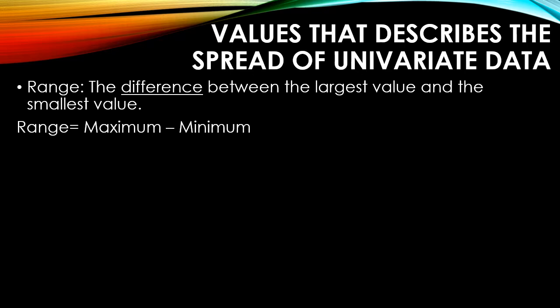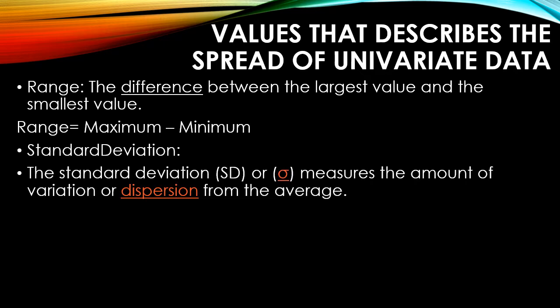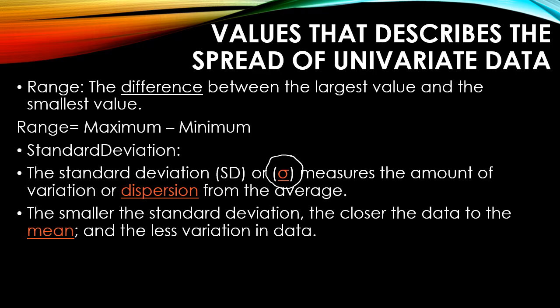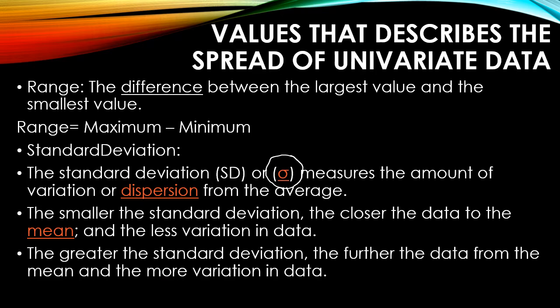The second value that describes the spread is the standard deviation. The standard deviation measures the amount of variation or dispersion from the average. The standard deviation is sometimes given the notation sigma. So the smaller the standard deviation, the closer the data to the mean and the less variation we have in the data. The greater the standard deviation, the further the data from the mean and the more variation we have in the data.